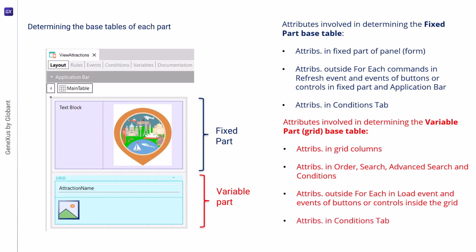The attributes in the Conditions tab will also be taken into account for determining the base table of all the grids included in the panel. And lastly, the grid will also have a base table if its base TRN property was assigned with the base transaction. In this case, the attributes that are in the other parts must belong to the extended table of the table associated with the base transaction.